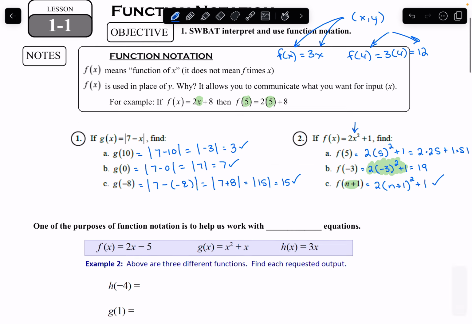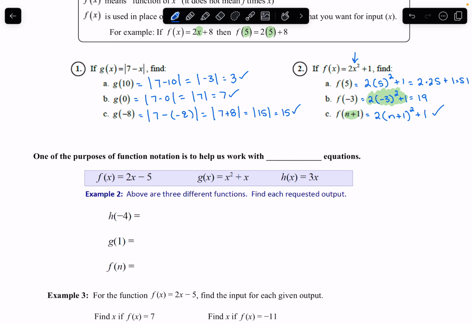That's what it would look like in function notation. So one of the purposes of function notation is to help us work with multiple equations, okay? A lot of times you're not just dealing with one function, you're dealing with multiple functions, and having them labeled as f and g and h and whatever else can help keep track of what number you're putting into what function. So right here we've got 3 functions, f, g, and h. f of x is 2x minus 5, g of x is x squared plus x, h of x is 3x. And then it wants me to evaluate different things.